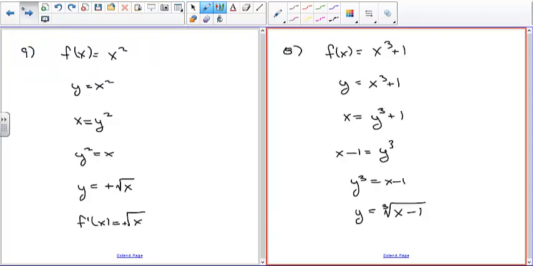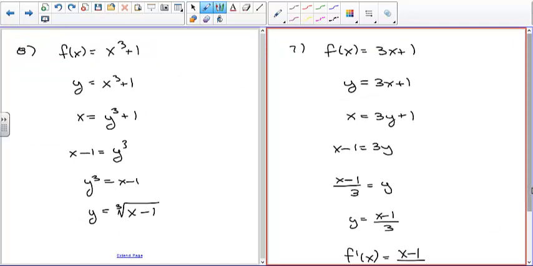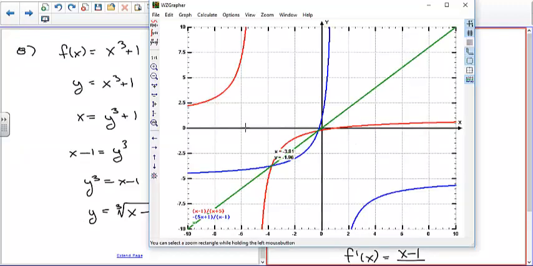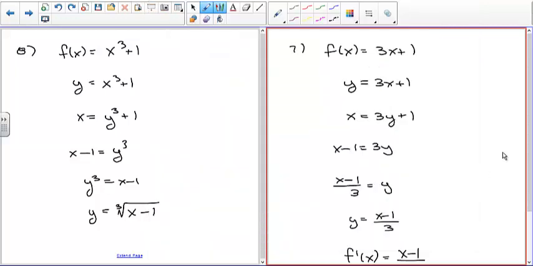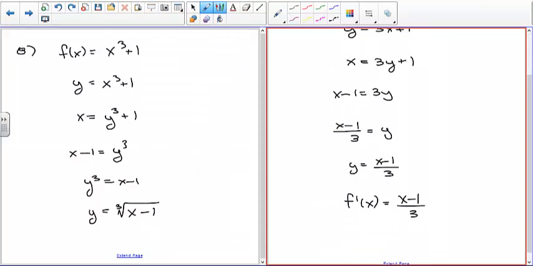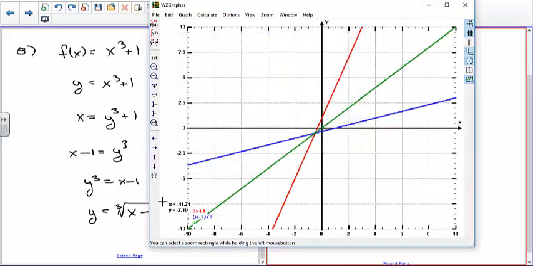So we're going to go back to 7, and we're going to plot those functions. So you've got 3x plus 1 and x minus 1 divided by 3. Let's double check that. 3x plus 1, x minus 1 over 3. Graph those, and there you go. So you can see how they're symmetric across this line.